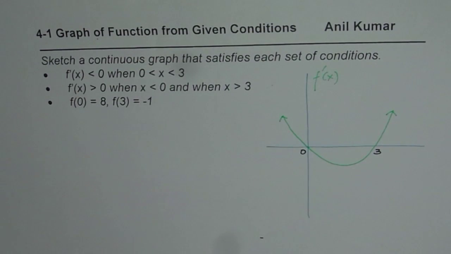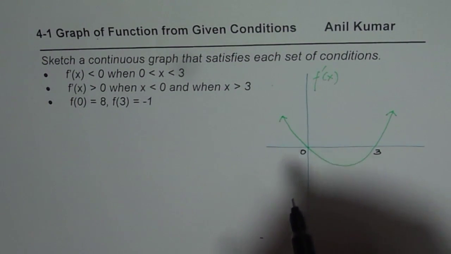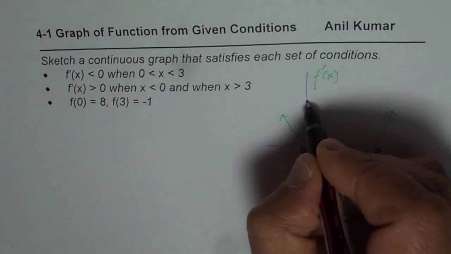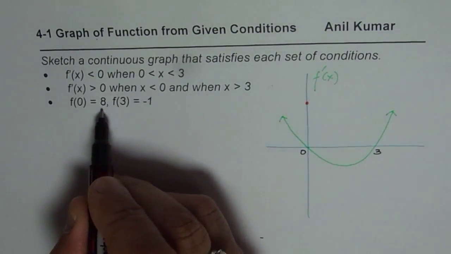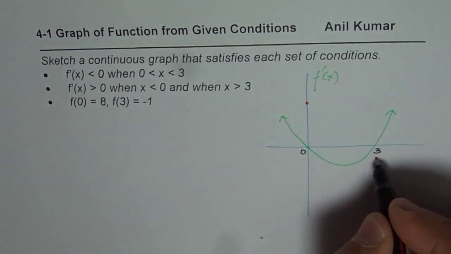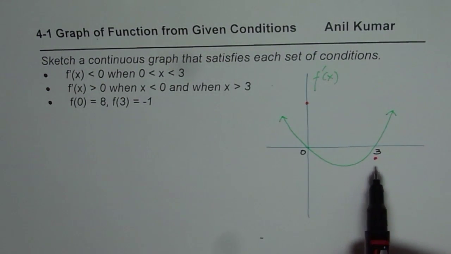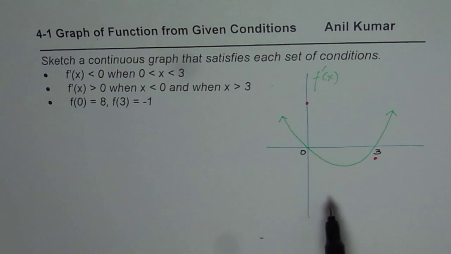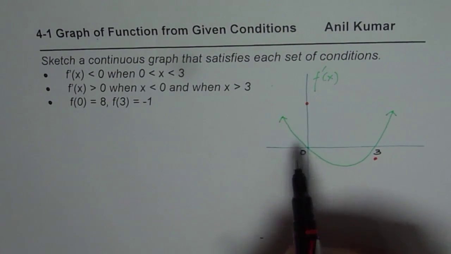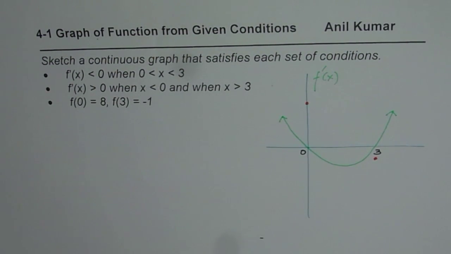Now, as far as the function is concerned, you are given that the value of the function at 0 is 8. So 8 is the value of the function at 0, and at 3 it is, let us say, minus 1. Now, how will this help us to sketch? This is what we need to figure out. Let's try to analyze this situation a bit more.